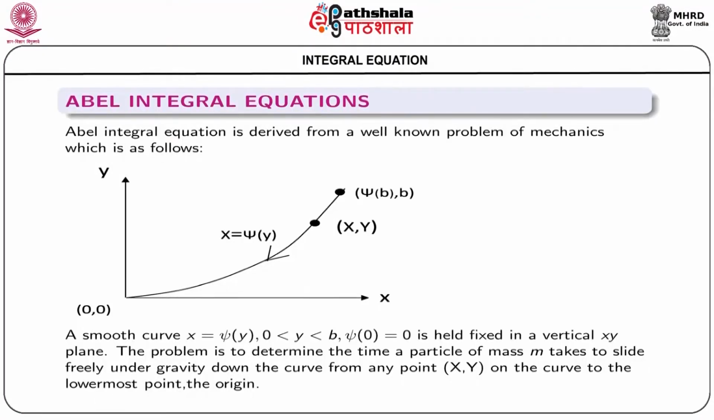Now we shall derive Abel integral equation from a well-known problem of mechanics, which is as follows. A smooth curve x equal to psi(y), where y lies in the interval 0 to b with psi(0) equal to 0, is held fixed in a vertical xy plane. Now the problem is to determine the time a particle of mass m takes to slide freely under gravity down the curve from any point (X, Y) on the curve to the lowermost point, the origin.